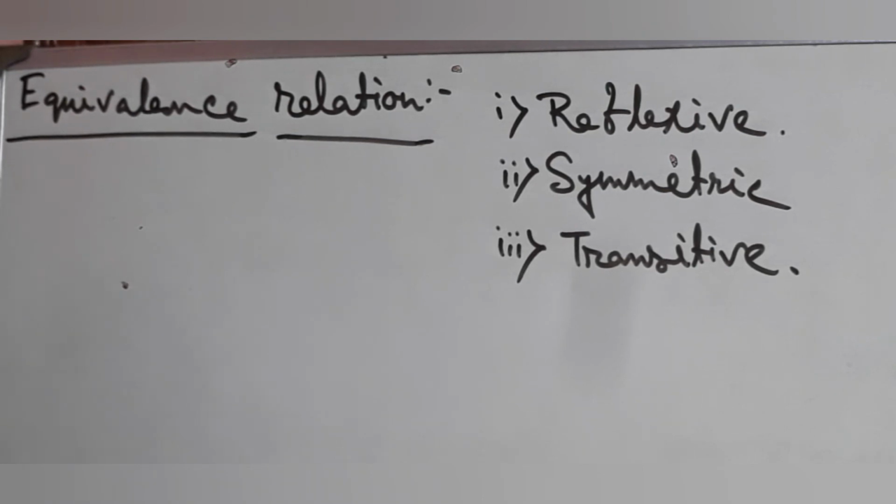A relation on a non-empty set A is said to be an equivalence relation if it is reflexive, symmetric as well as transitive, then we can say it is an equivalence relation.